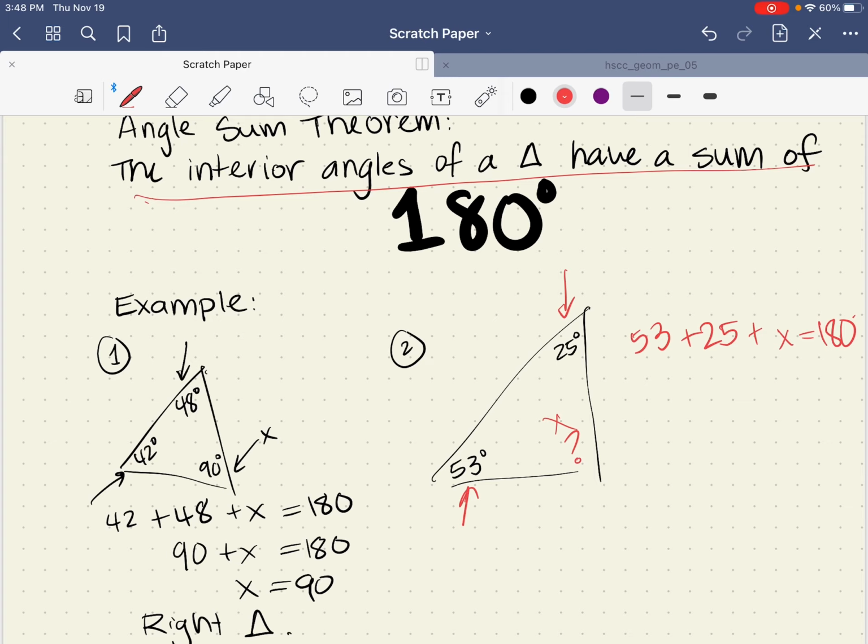So we add them up. This gives us 88 plus x equals 180. We subtract the 88 from both sides of the problem, and we get x is equal to 92. Now, 92 is an obtuse angle. It's barely obtuse, but that makes it obtuse. So this is what we would call an obtuse triangle because it has two acute angles and one obtuse angle.